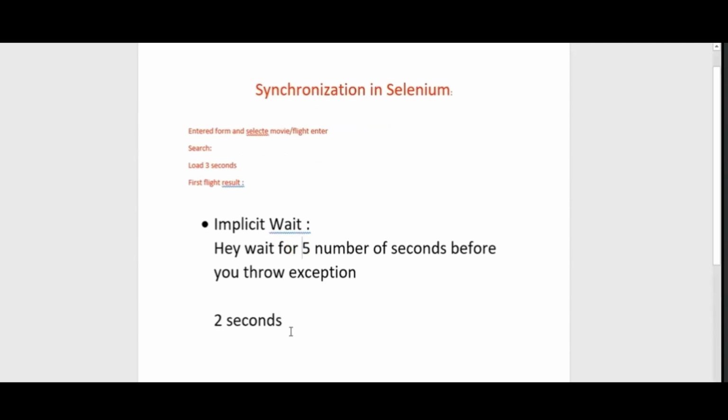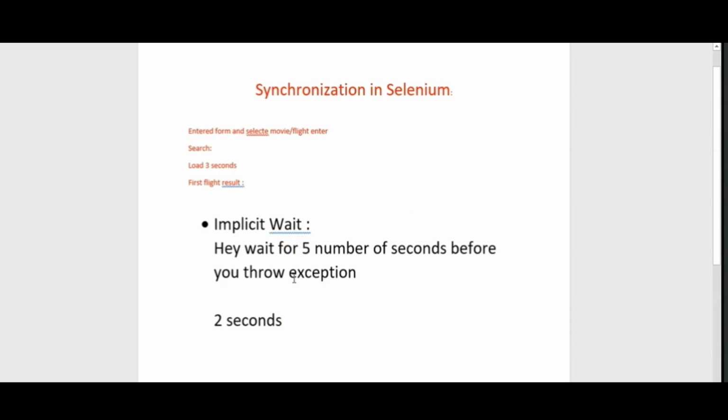That means it will not wait till 5 seconds. It will keep on listening to your DOM. DOM means document object model, which is the HTML code of your web browser. Once it clicks on search and it's not able to identify the result, it keeps on listening to your DOM to check whether the result is displayed. If it is displayed in 2 seconds, that's it. It will come out of that implicit wait loop and continue, and go and click on the first result.